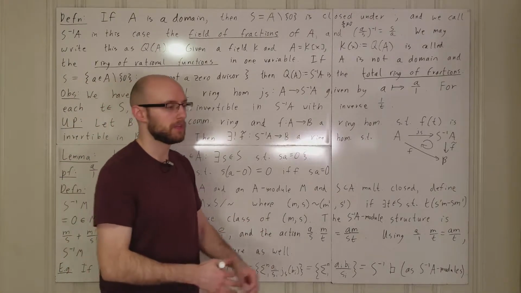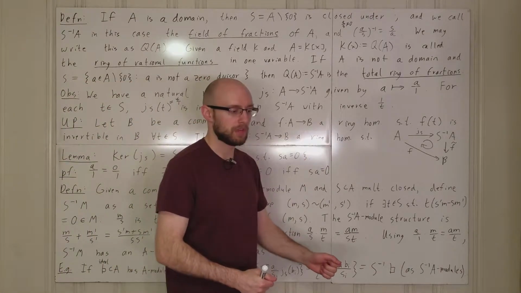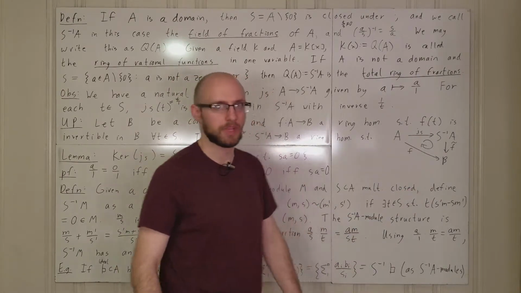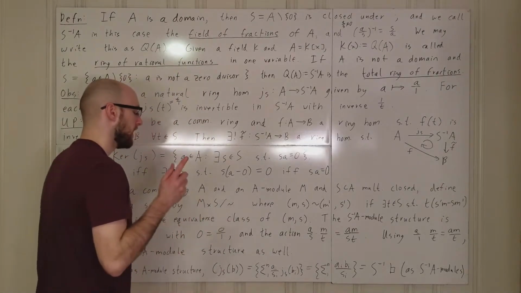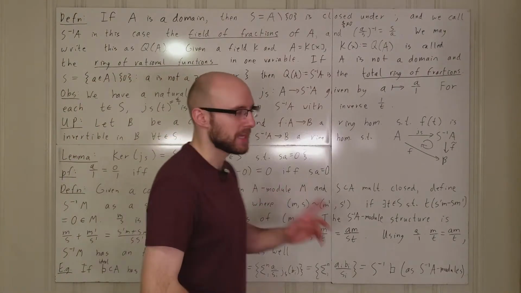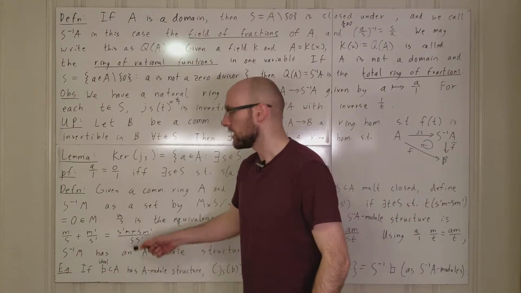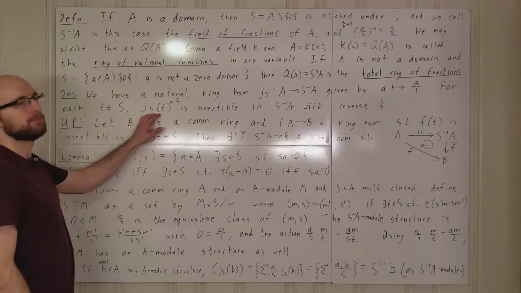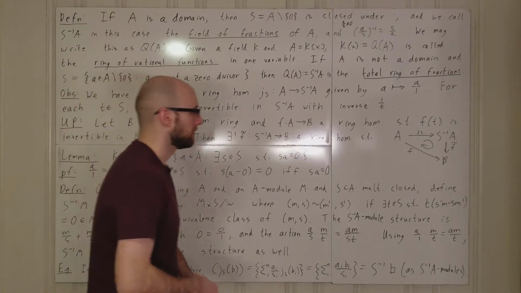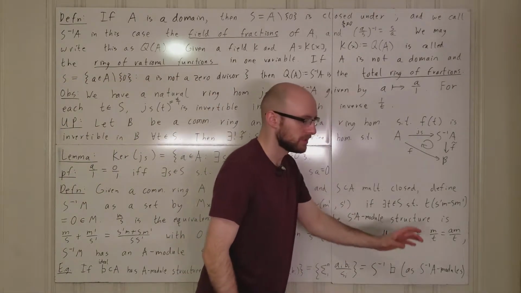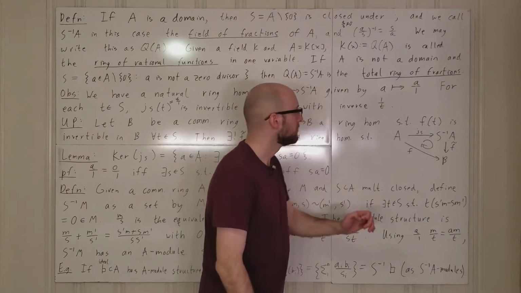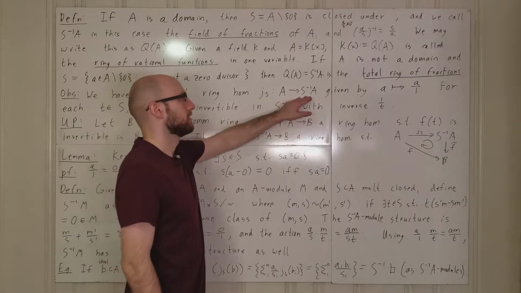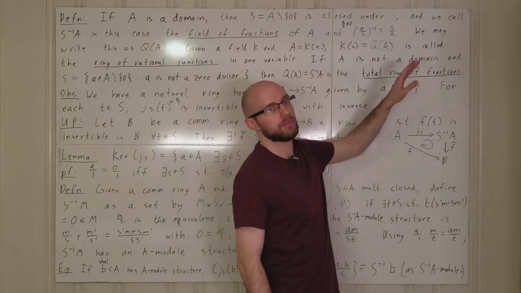So we started with an A module and we got an S inverse A module by just dividing things by elements in S. And then the other thing is it doesn't have to be an S inverse A module. It could also be just an A module. And the way we do that is we use this natural map J sub S here. We consider A as a subset of S inverse A by thinking of A as A over 1.